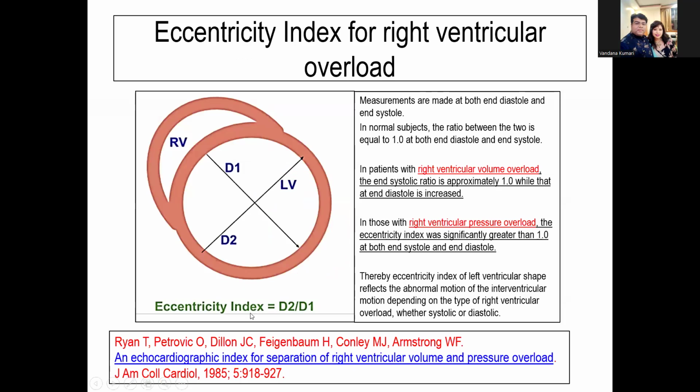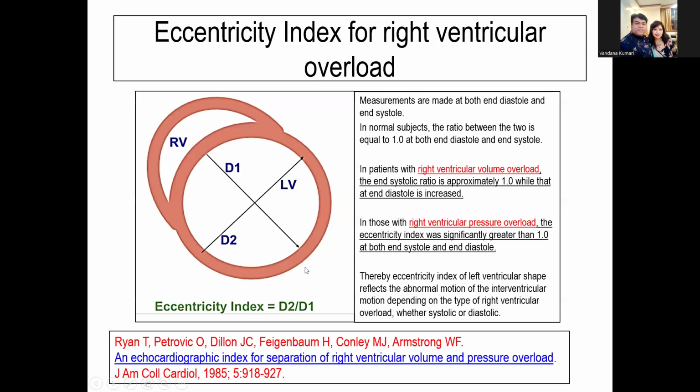Do you read that word, eccentricity index for right ventricular overload? Yes, sir. So that is what I'm trying to show you. That diagram I'm trying to show you. Okay, sir. Can you see this? Yes, sir, I can see that diagram. I'm talking of a diagram. Yes, the diagram we are able to see.